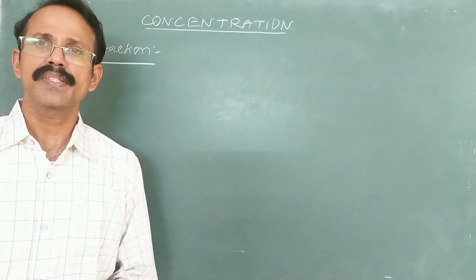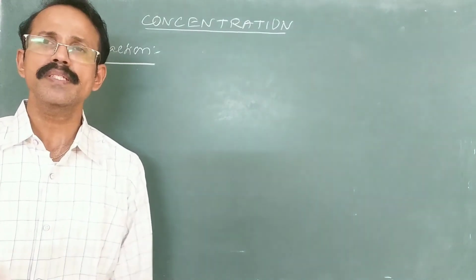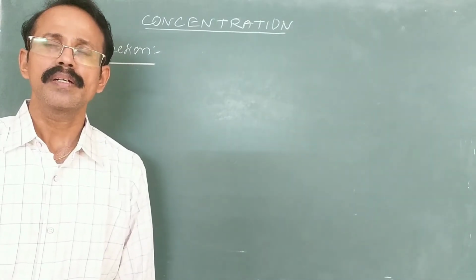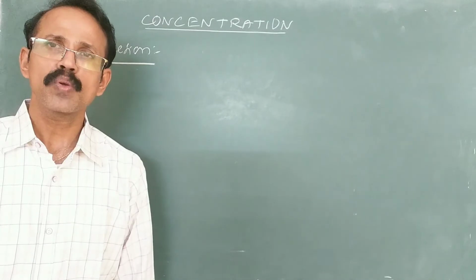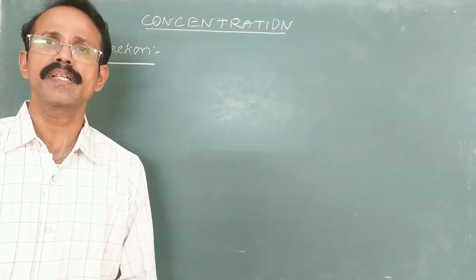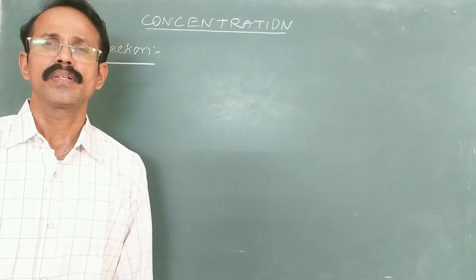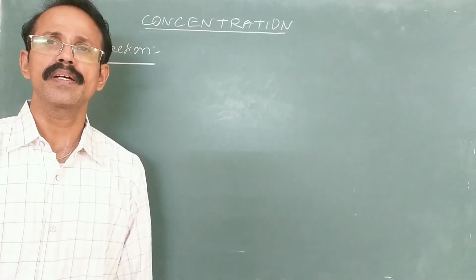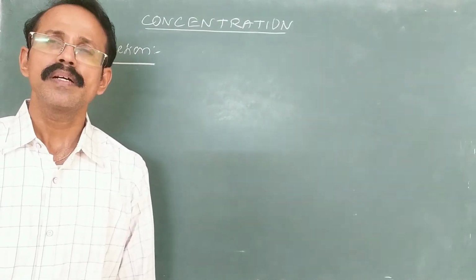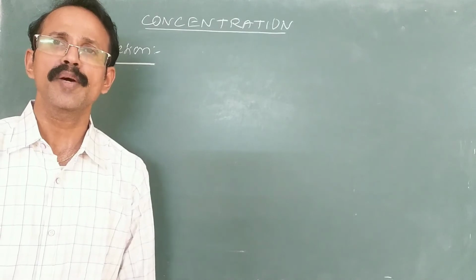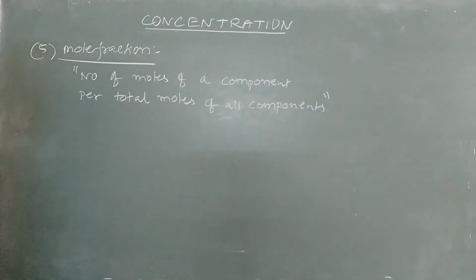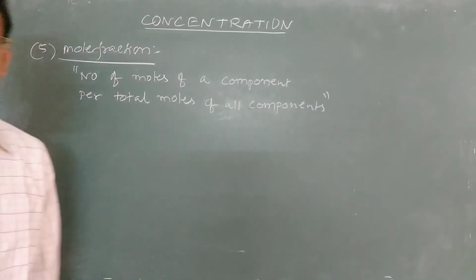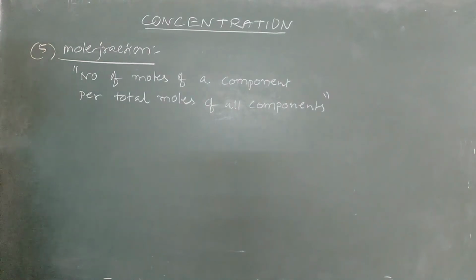The next method of expressing concentration is mole fraction. Mole fraction is the number of moles of a component per total moles of all the components present in the solution. I repeat, the number of moles of a component per total moles of all components of the mixture or solution is known as the mole fraction of the component.